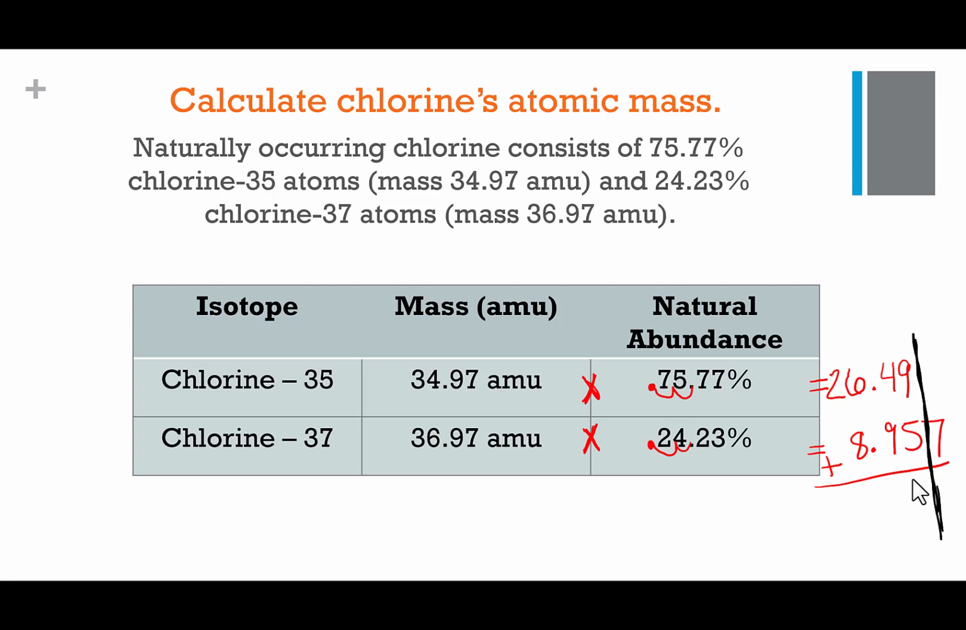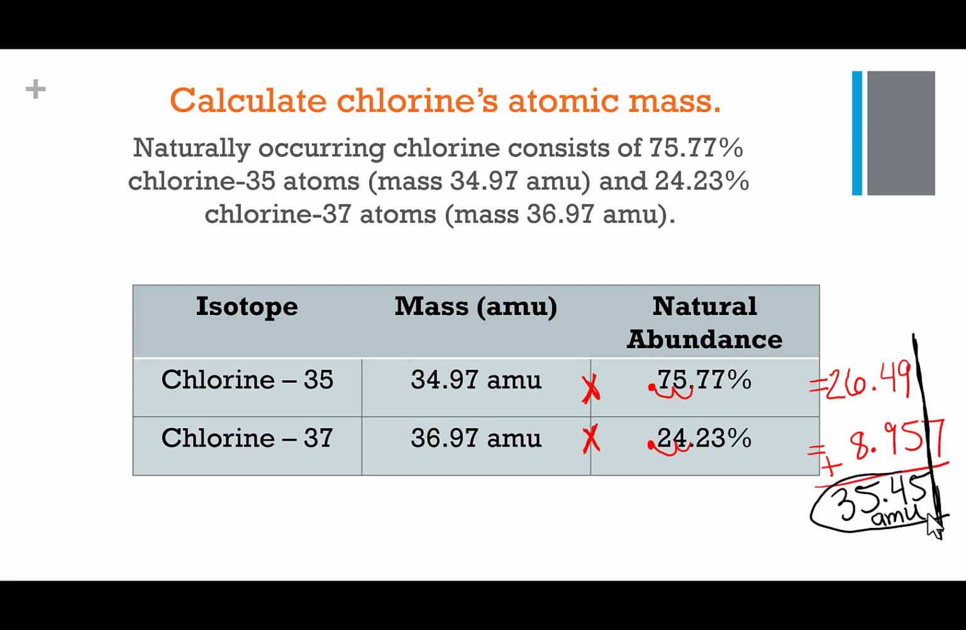All right, so let me add those two numbers together. 26.49 plus 8.957 equals, and the answer is 35.45. That would be the number I'd report, and the unit is AMU.